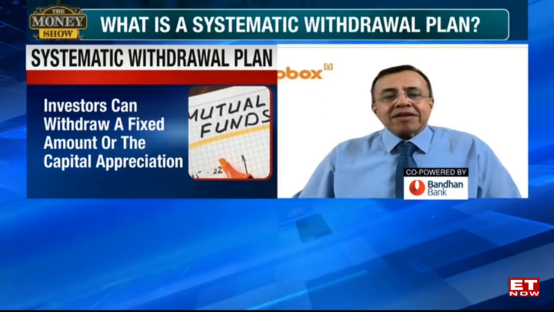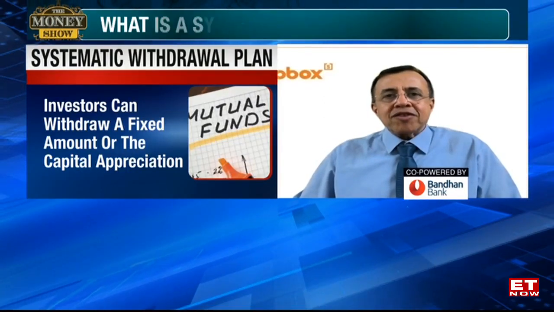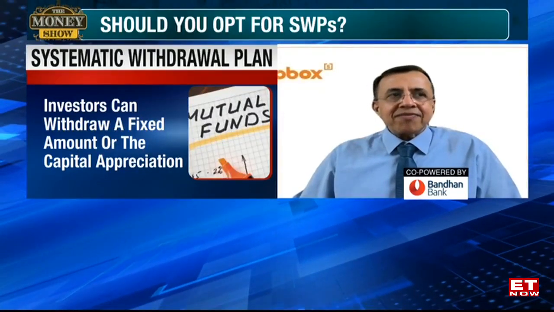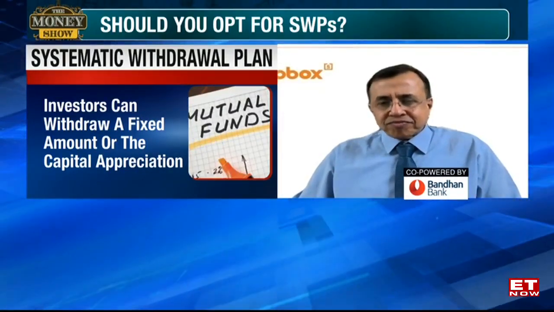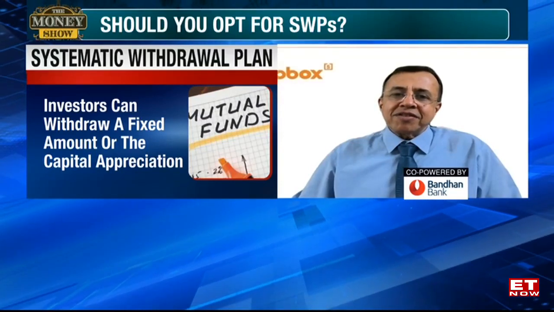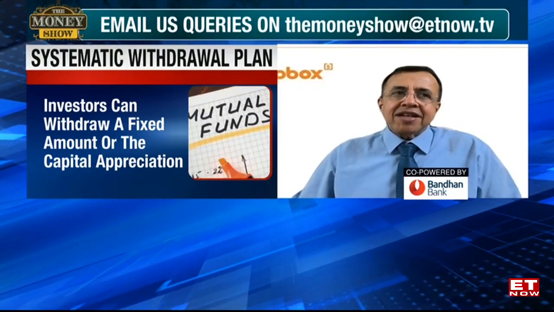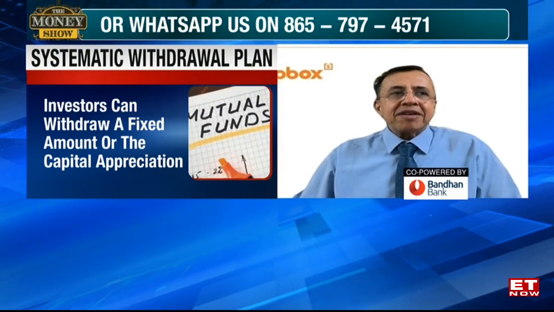So, if my 1 lakh is going to become 1 lakh 7,000 over the next 1 year, can I withdraw about 5,500 rupees every month, so that I will get a cash flow of 5,500 every month, and at the end of the year, I will still have my 1 lakh intact.